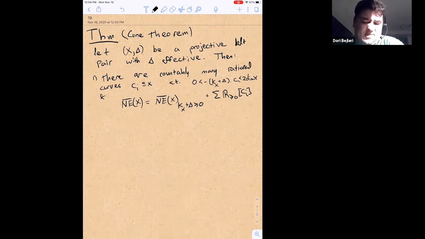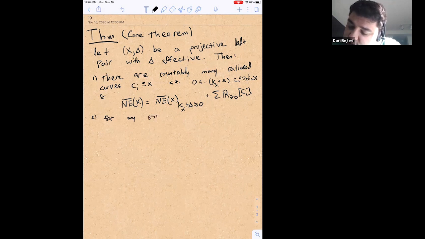Okay, and then two guarantees for us essentially that this countable sum can't really accumulate. And the way we do that is by showing that for any epsilon greater than 0 and H an ample divisor, then if we look at the K_X plus Δ plus epsilon H non-negative portion instead, then we just get a finite sum.